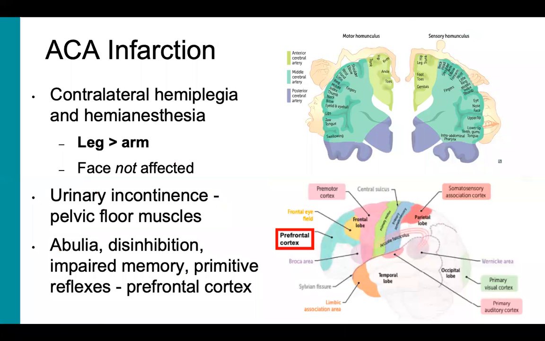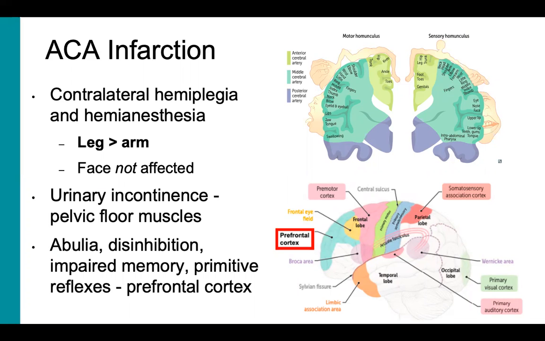Similar to the MCA stroke, an ACA stroke will result in contralateral hemiplegia and hemianesthesia, except the lower extremity will be more affected than the upper extremity, and the face will not be affected at all. This can be explained by the ACA's territory on the homunculus, which predominantly includes the lower extremity. ACA infarcts may also affect the nerves supplying the pelvic floor muscles, which could lead to urinary incontinence.